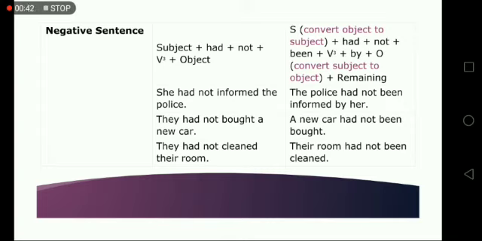Let's look at some of the examples. She had not informed the police; the police had not been informed by her. They had not bought a new car; a new car had not been bought by them. They had not cleaned their room; their room had not been cleaned by them.